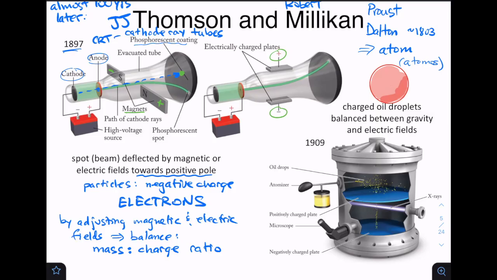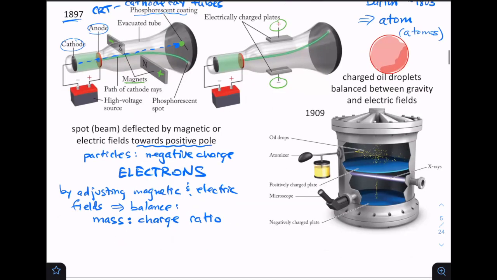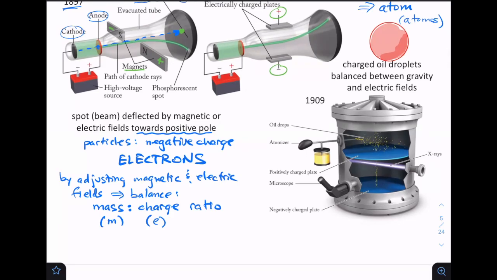All that means is that they know that if you take some mass and you divide it by some charge, let's call that E, you come up with a number. And that number is always the same. In this case, the number is negative, remember these are negatively charged, negative 5.69 times 10 to the minus 12th kilograms per coulomb. So that capital C, that's the unit coulomb.